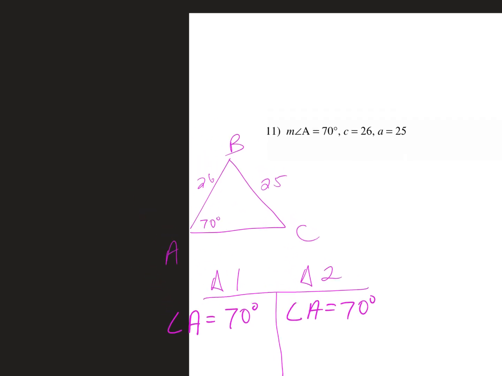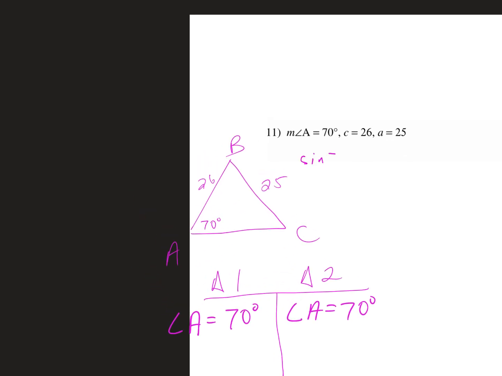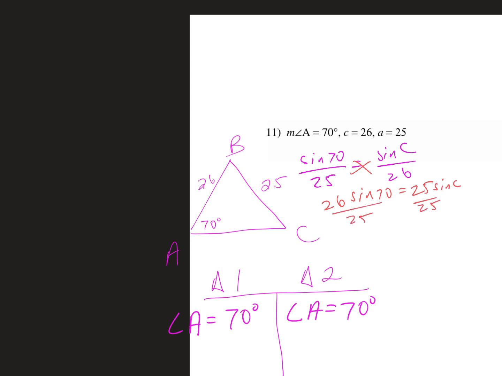So your law of sines proportion that you're going to start with is sine of 70 over 25 equals, what's the sine C? The angle we're finding here is C. So we're going to cross multiply. So 26 times the sine of 70 equals 25 times the sine of C. Divide by 25. So the sine of C equals, what's 26 times sine 70 divided by 25?